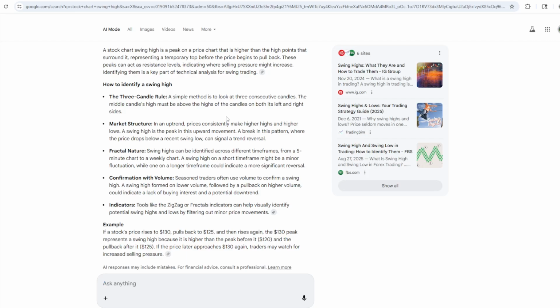For today's lesson, we're going to talk about the idea of a swing high. You've probably heard that term before. You want to know what it means. Here's a quick, of course, AI overview. You can pause and read this on your own time.